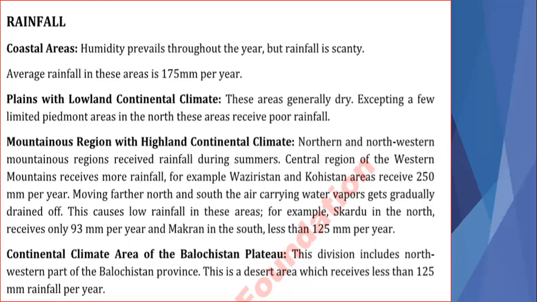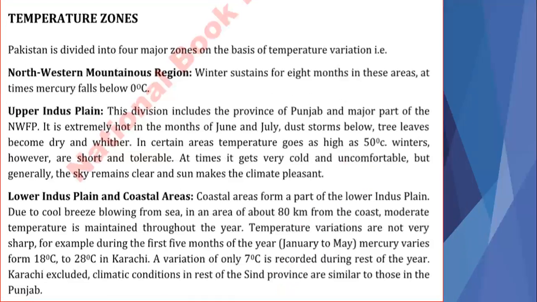Then the continental climate area of Balochistan Plateau. You know that this is the dry part of Pakistan. This division includes the northwest part of Balochistan, and this is a desert area, a dry area, a barren area, a less rainfall area, which receives less than 125 millimeters of rainfall per year.